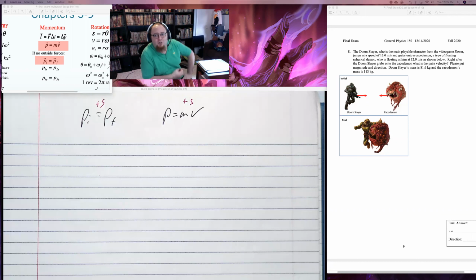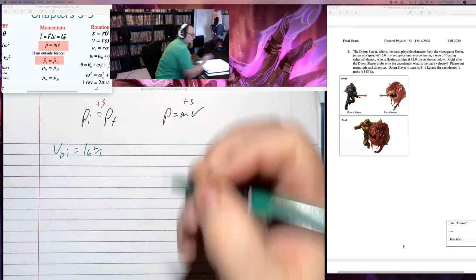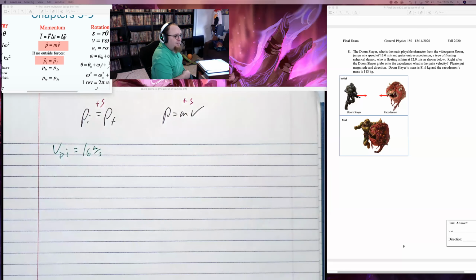It says the Doom Slayer, the character from Doom, jumps at a speed of 16 meters per second. So the velocity of the Doom Slayer initial is 16 meters per second. And he grabs onto a cacodemon, a type of floating spherical demon, who is floating at 12 meters per second.